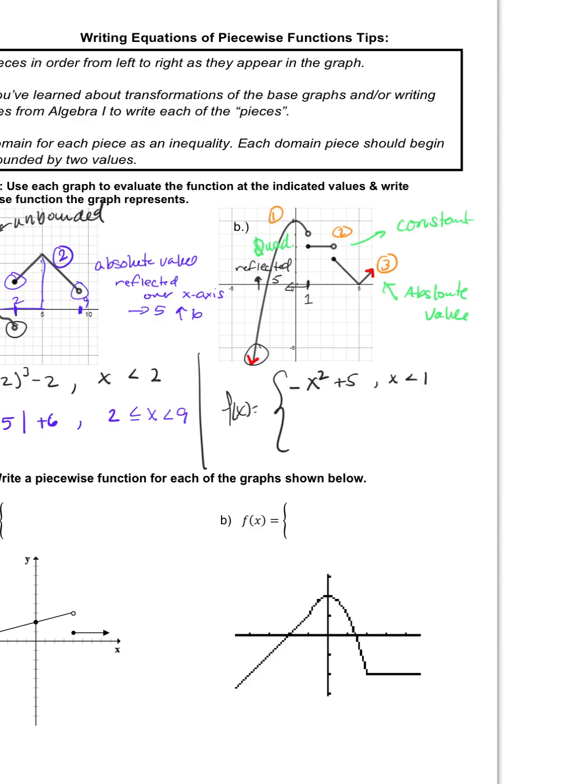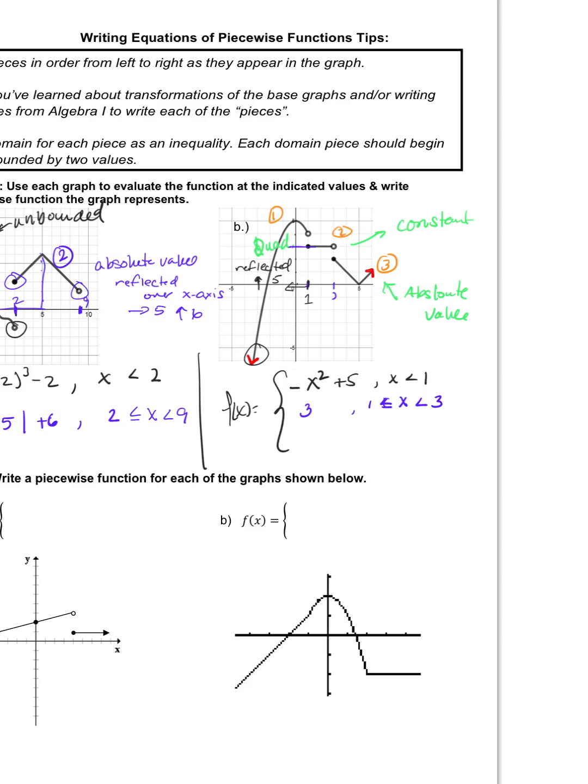Second one, we have a constant. We know if we kind of carry this across this way, across the x-axis at 1, 2, 3, we know it is going to be x equals 3. It's bounded at 1 here, and it's bounded at, looks like a 3 here. Okay, closed circle to begin with. So, excuse me, 1 less than or equal to x, which is less than 3.